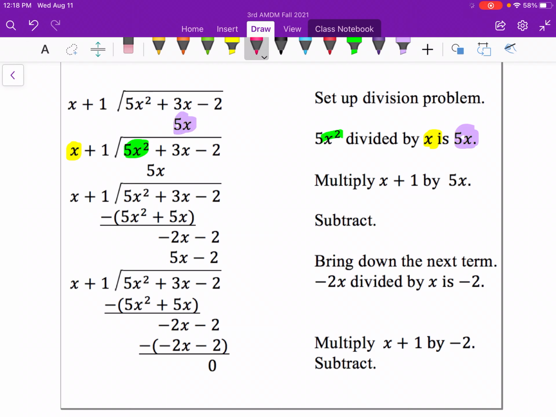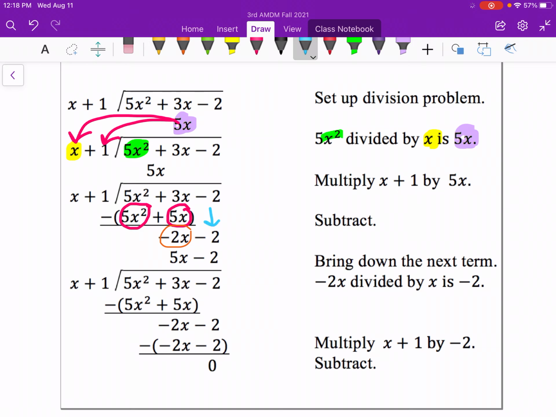Then you're going to multiply the 5x by x plus 1. You take 5x times x and 5x times 1. So 5x times x is 5x squared right here, and then 5x times 1 is 5x. And you subtract one from the other. So 5x squared minus 5x squared is nothing. But then 3x minus 5x gives us this negative 2x.